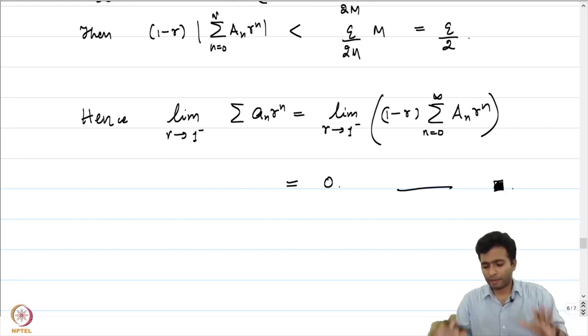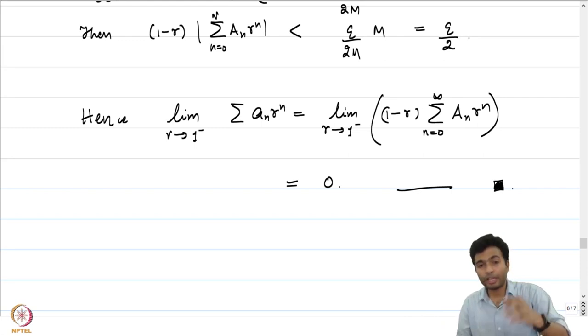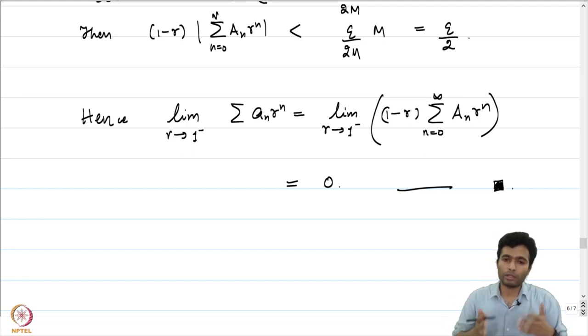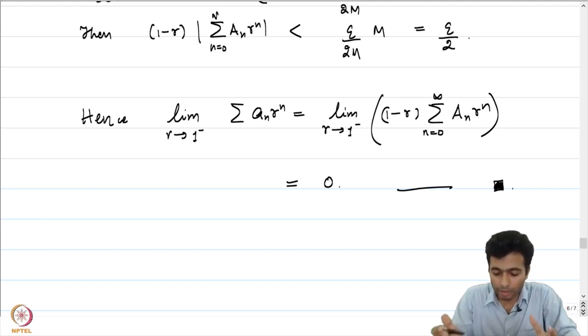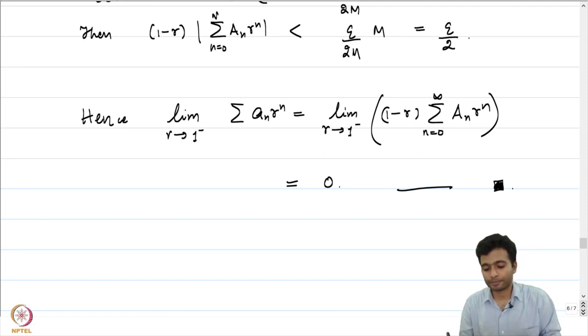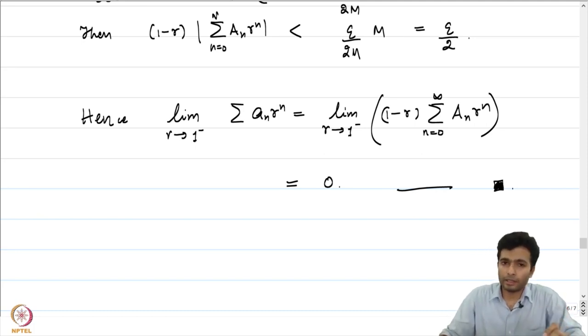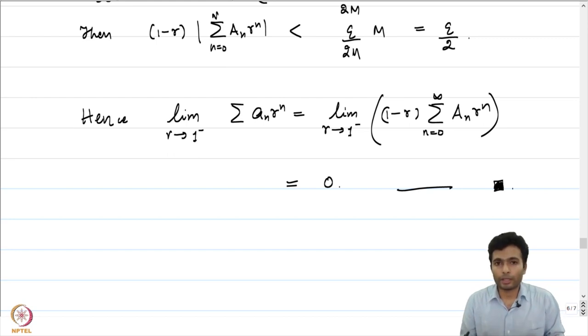So as noted, the behavior of the power series on the boundary is a bit subtle, and Abel's theorem is one step in the direction of understanding the boundary behavior of the power series. In the next lecture, we will describe the analytic properties of the power series within its disk of convergence.